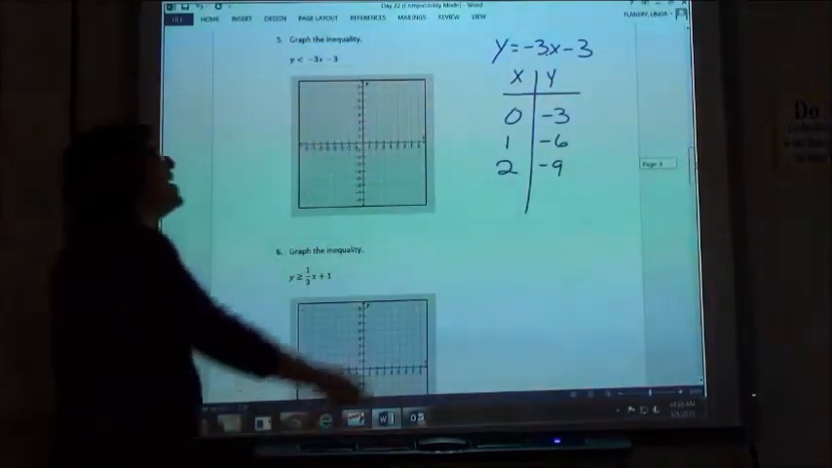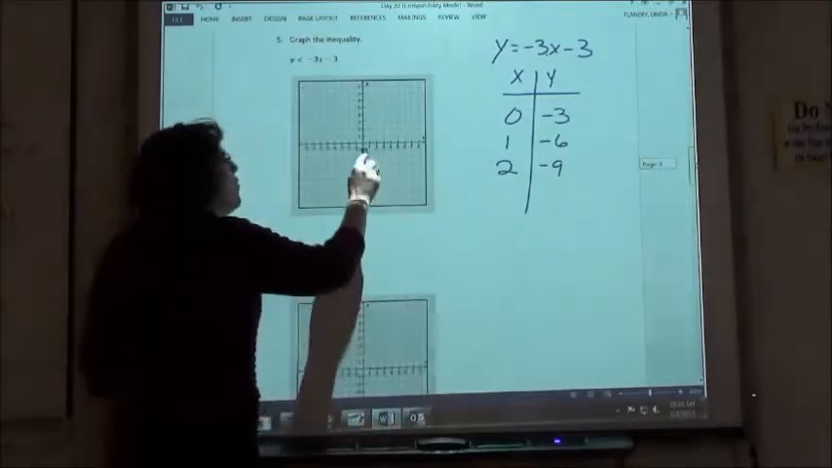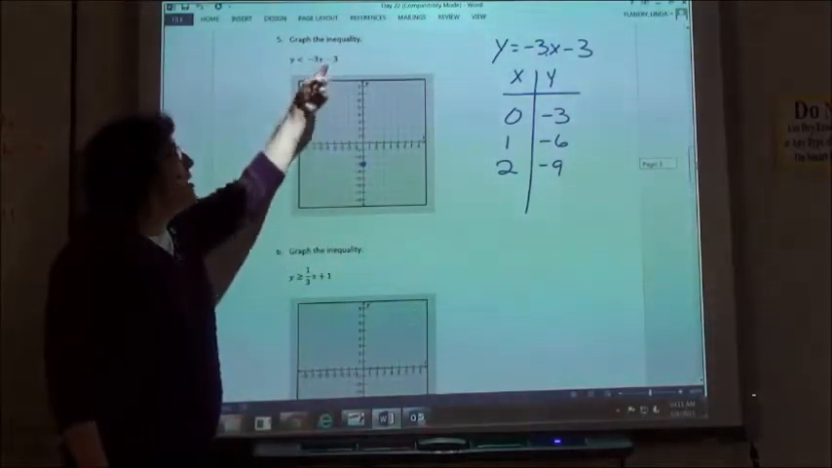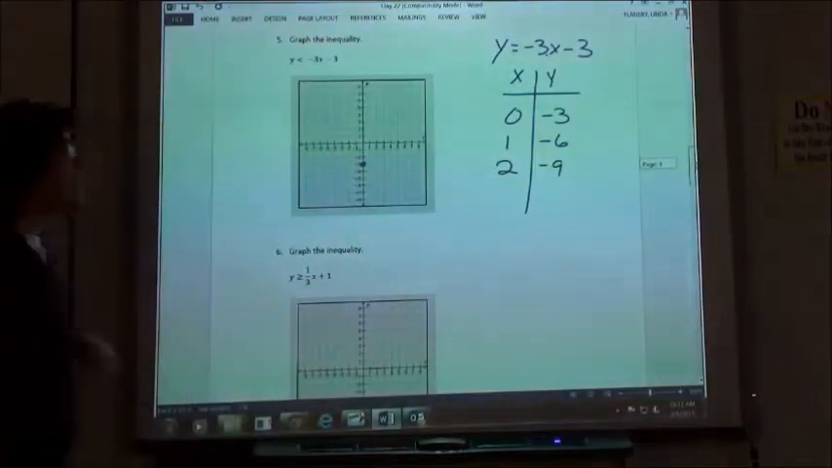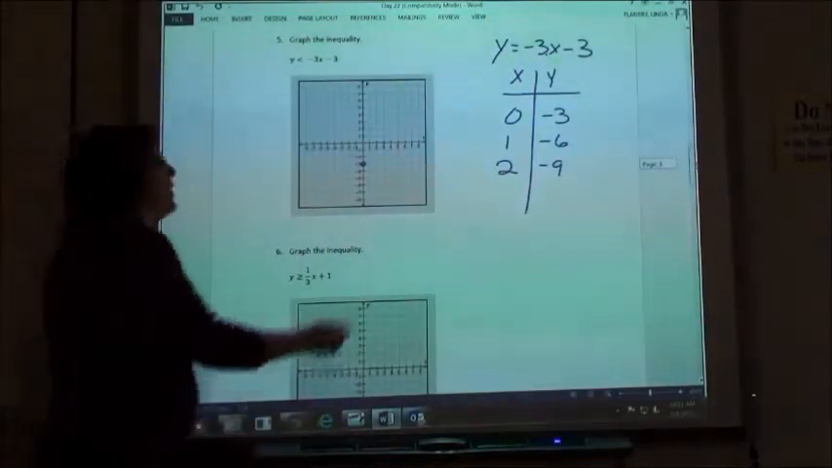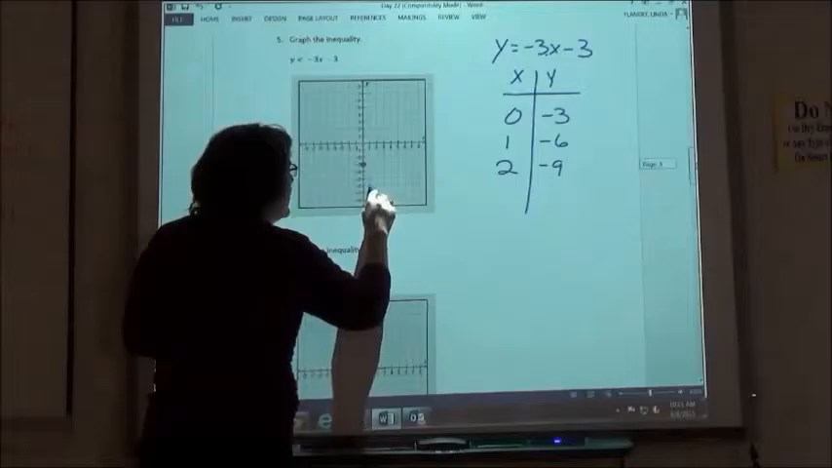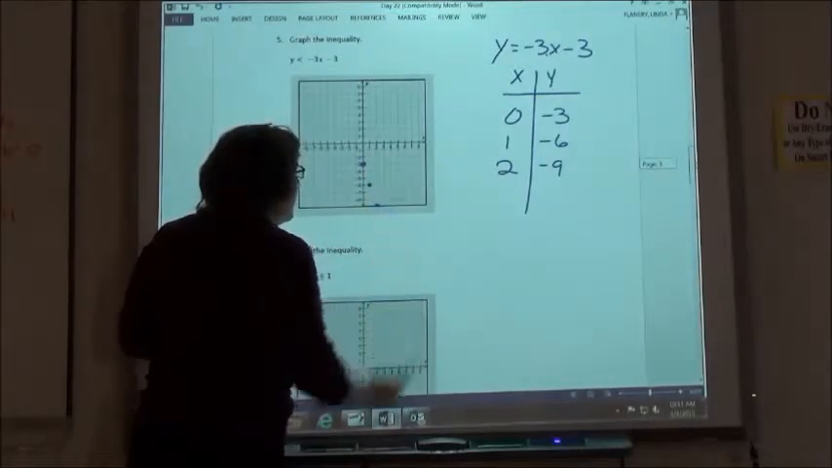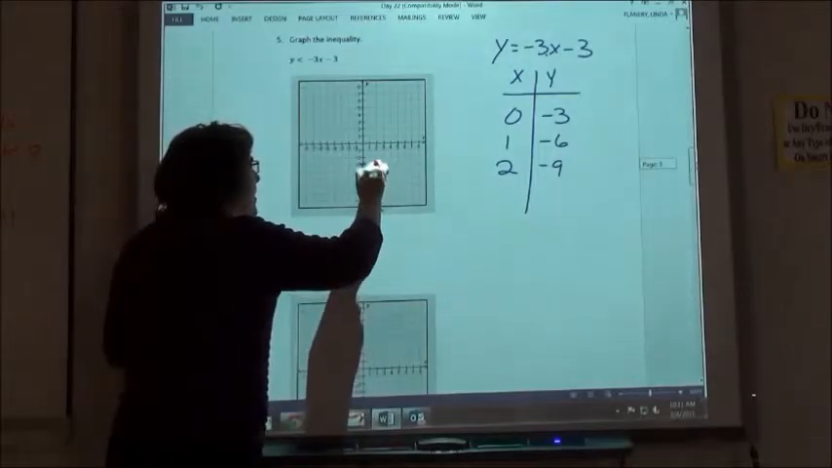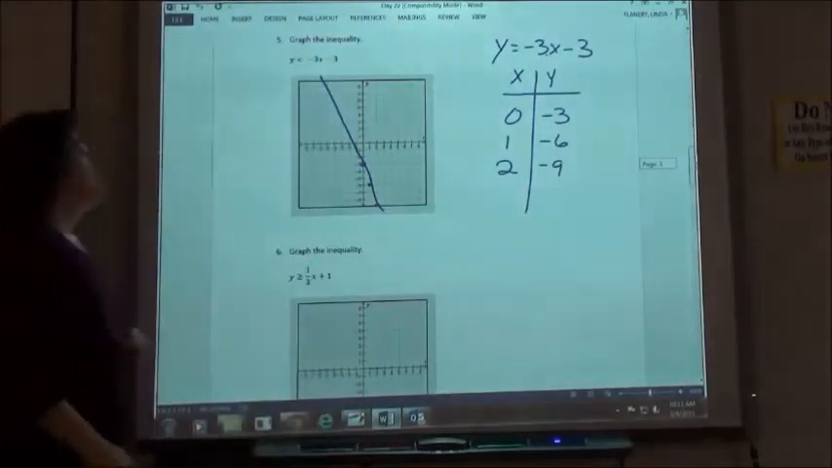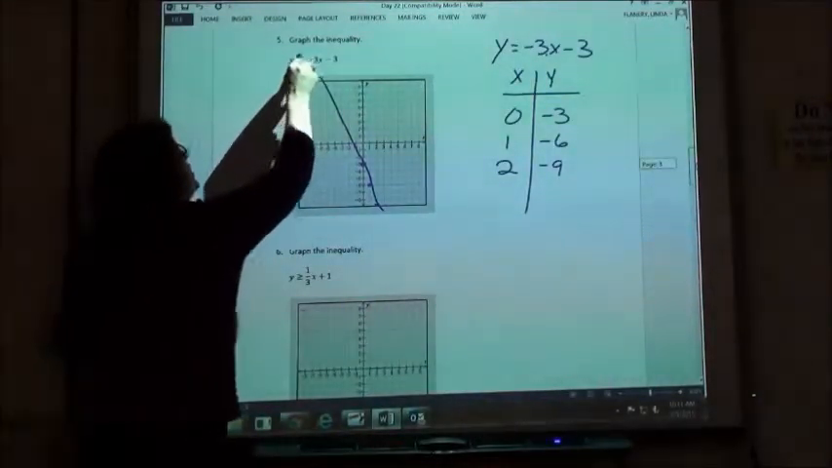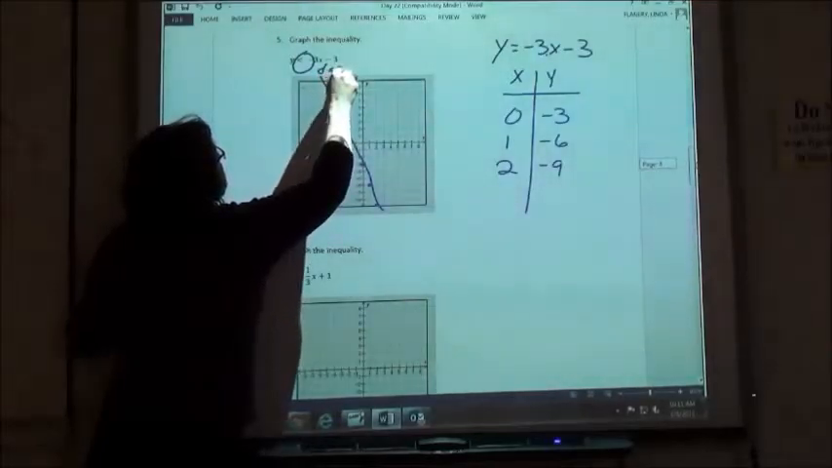Plotting those points. 0, negative 3. Over 0, down 3. We know that number should be our y-intercept, so we touched our y-axis at negative 3. Then I go 1 over, down 6. And 2 over, down 9, way down at the bottom of my graph. Draw my line in there. But then I've got to go check. Should that be a solid line or should it be a dash line? Dash. Going to be a dash line because we don't have the equal to.